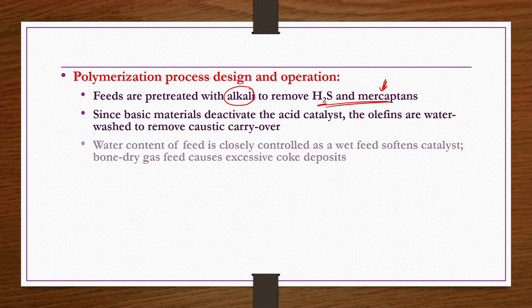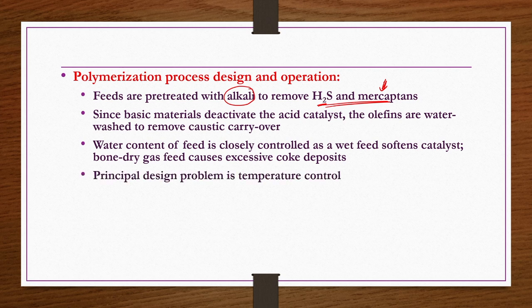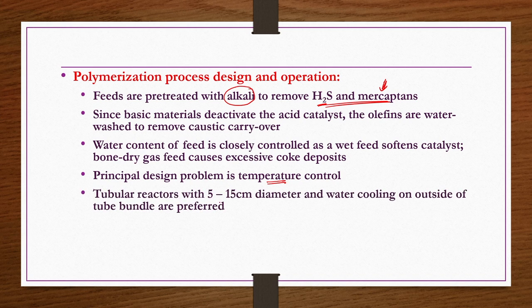After that, the water content of feed is closely controlled, as a wet feed softens the catalyst. Bone dry gas feed causes excessive coke deposit. So, the water content has to be closely monitored when you do the washing with water to remove the caustics. The principal design problem is temperature control, because these reactions are highly exothermic. If you don't control the temperature properly, high molecular weight polymers may form. Tubular reactors with 5 to 15 centimeter diameter and water cooling on the outside of the tube bundle are preferred. The flow chart we are discussing in the next slide anyway.